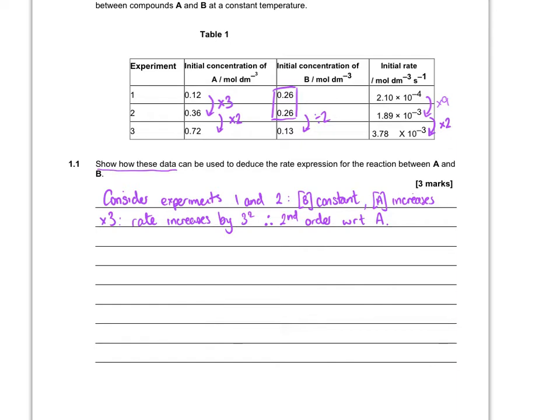Now let's consider experiment 2 and experiment 3. Between experiment 2 and experiment 3, the concentration of A has doubled. So we'd expect the rate to go up by a factor of 4. In fact, the rate has only gone up by a factor of 2. So B must be having the effect of halving the rate. If we have a look, it's gone down by 2. So therefore, if it's halved the expected rate, and it's halved its concentration, then it must be first order. Again, we've got to put that into writing.